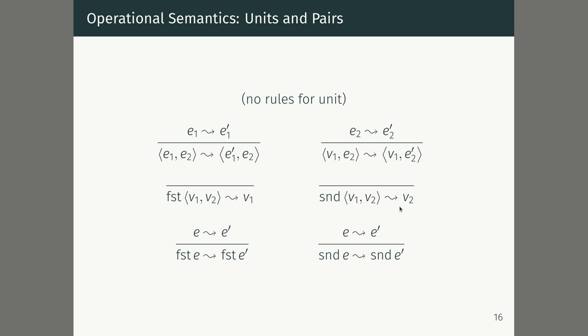And this tells you how to evaluate a projection when you have a value. But if you don't have a value yet, if you just have first e, what you'll do is say, well, see how e progresses. So if e progresses to e prime, then first e will progress to first e prime. And similarly, if e steps to e prime, then second e will step to second e prime. And so the idea is we're going to apply these congruence rules until we hit one of these values, and then we can actually do some computation.